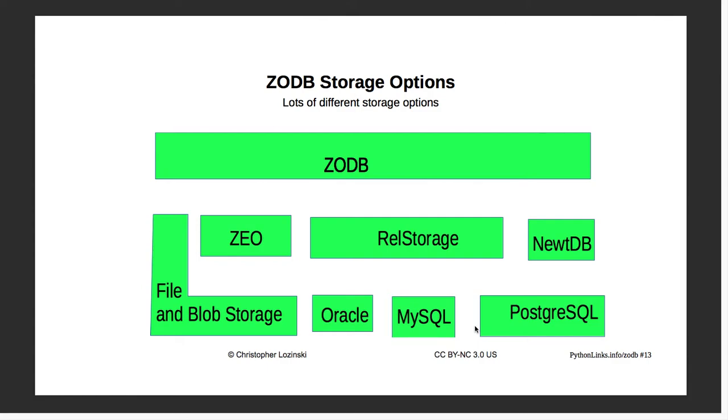If you need greater performance or you need to store in a relational database, you can go with RelStorage. That can store in Oracle, MySQL, or PostgreSQL. And if you've focused on PostgreSQL, then you can use NewtDB, which has the advantage that it takes advantage of JSONB and the catalog and indexing features of Postgres.